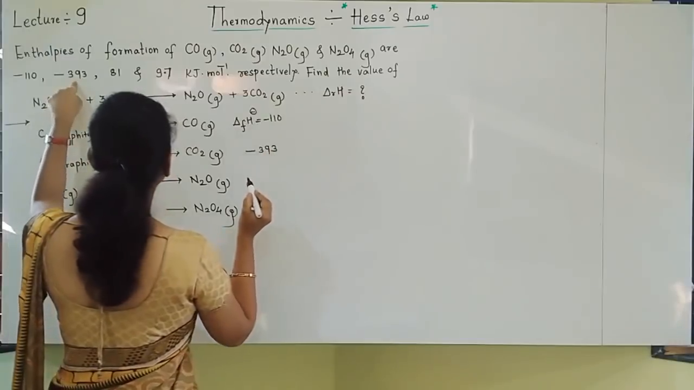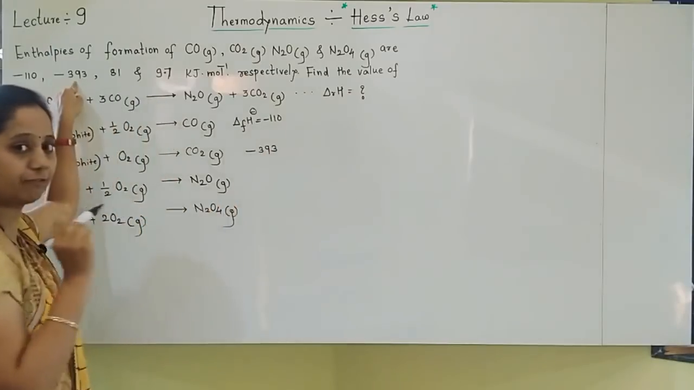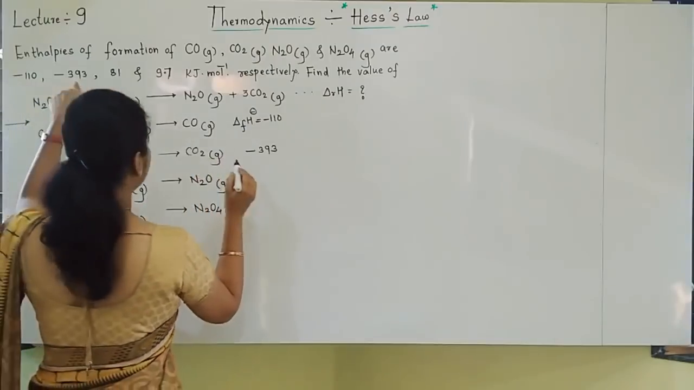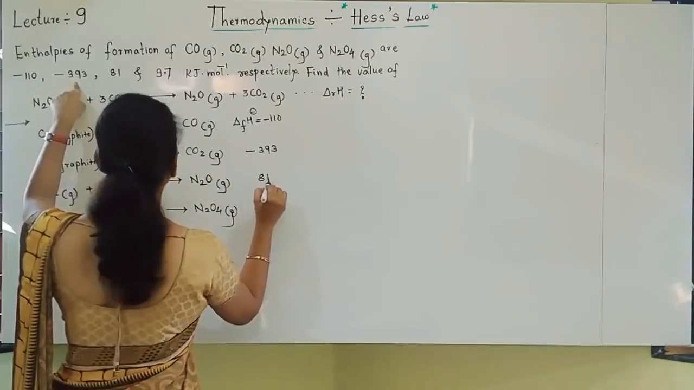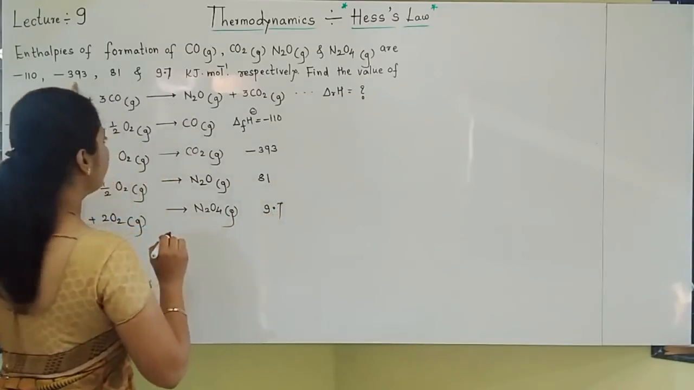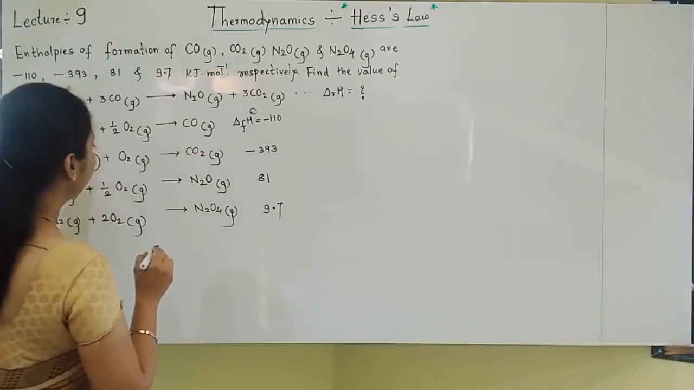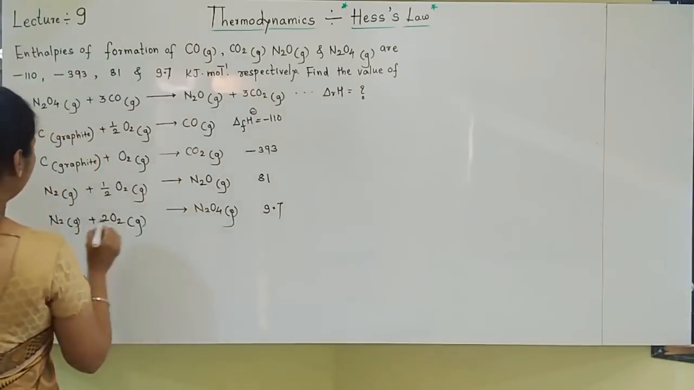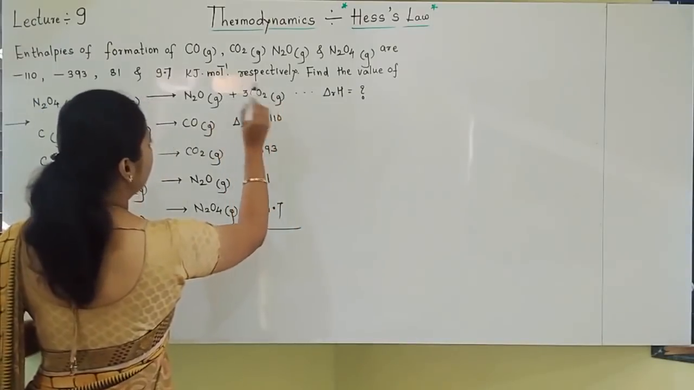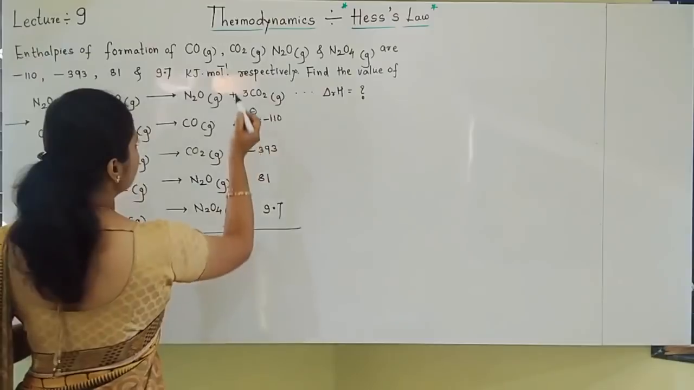See here, generally we write for carbon dioxide minus 393.5, but here it is given as minus 393. Write whatever value is given. Don't make changes on your own. Along with signs, write down the values properly. All these values are in kilojoule per mole. Next step. Respectively, you should write the values.